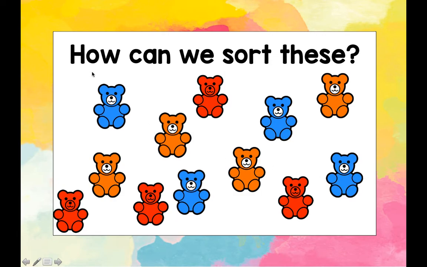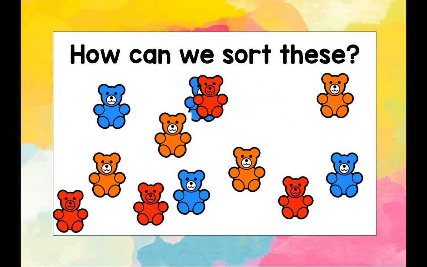It says at the top, how can we sort these? Question mark. So what do you see? We see bears. But are all the bears different sizes? No, they're all the same size. Are they all different shapes? No, they're all the same shape, right? But they're different colors, right? I see red bears, I see blue bears, and I see orange bears, okay? So we can put them all together by different colors.